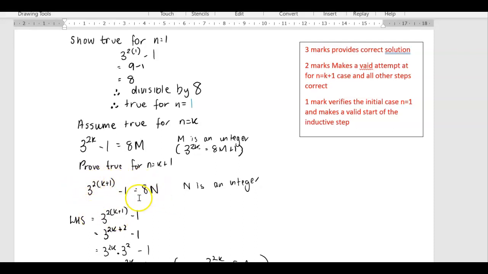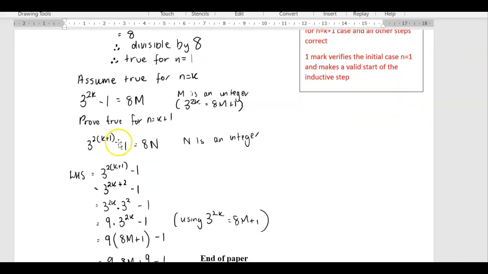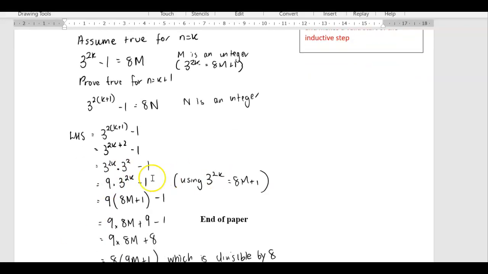So let's start at the left-hand side. The left-hand side is 3 to the power of 2 brackets k plus 1 minus 1, which we would have as 3 to the 2k plus 2 minus 1. Now, if you've done lots of these, you will know that we can also write that as 3 to the 2k times 3 to the 2, because that would be 2k plus 2. 3 squared is 9. What I then have done is popped in 3 to the 2k as the 8m plus 1 that we have assumed, so that goes in there.